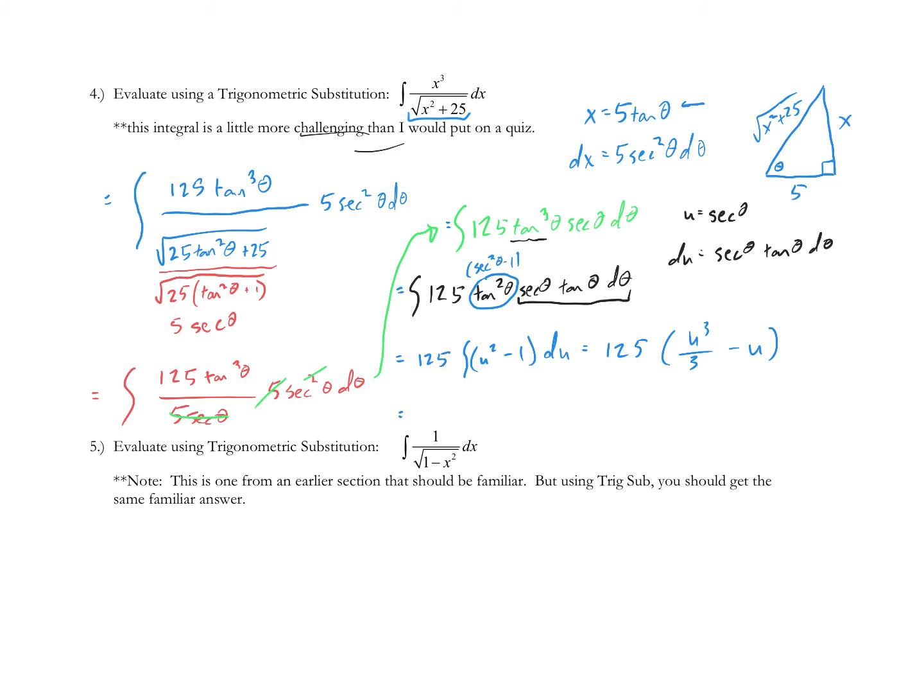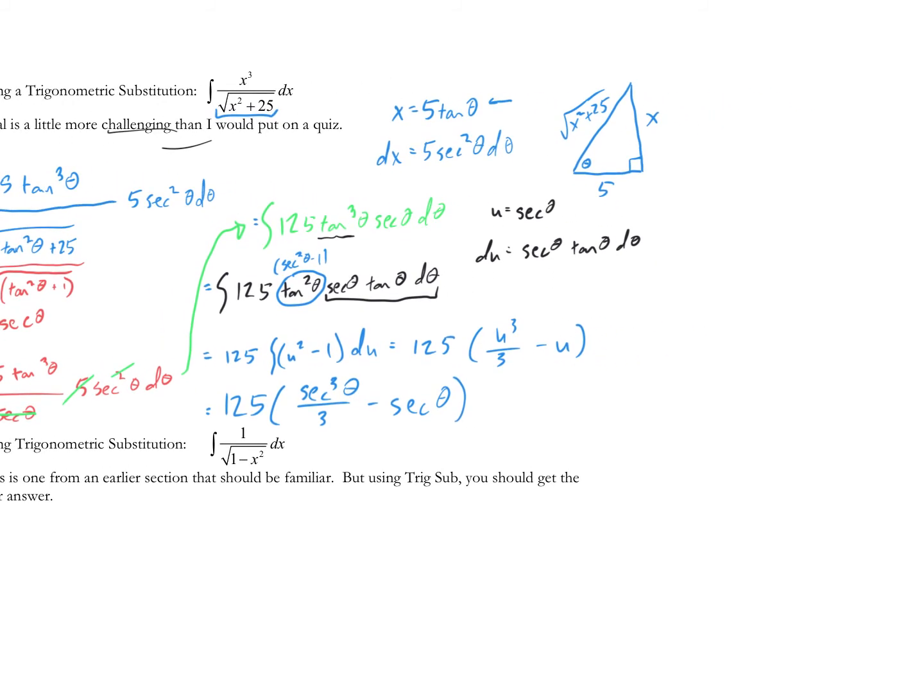The first layer is u is equal to secant theta. So, oops, well, let me get my 125 times secant cubed theta over 3 minus secant theta. So there's my first layer of back substitution. All right, and then our next step is to go in terms of x. Oop, and I should have put my plus c. Let me add that in. Plus a constant c here, plus a constant c there.